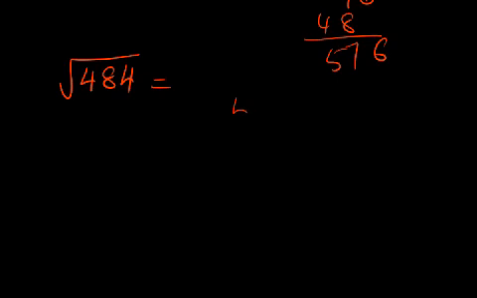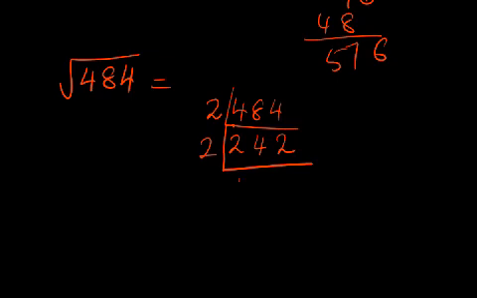Factorize means check whether it is divisible by any number. Yes, it's an even number, so it is divisible by 2. So we can write 2 here. Then 484 divided by 2 is 242. Again, it is an even number, divisible by 2. So it is 121. Again, 121, is it divisible by any other number? Yes, 11. If you know the 11 table, 11 times 11 is 121.